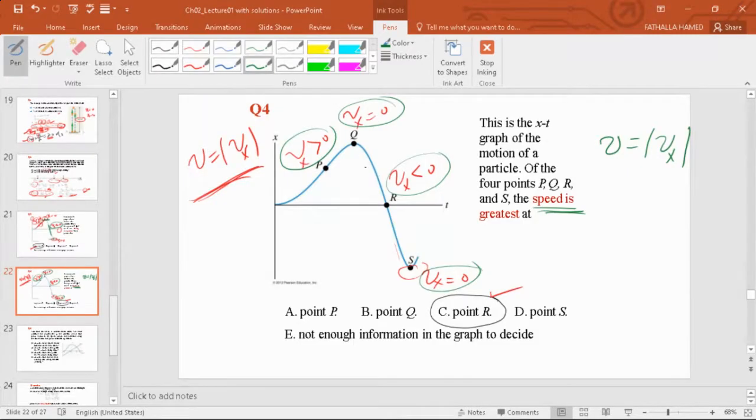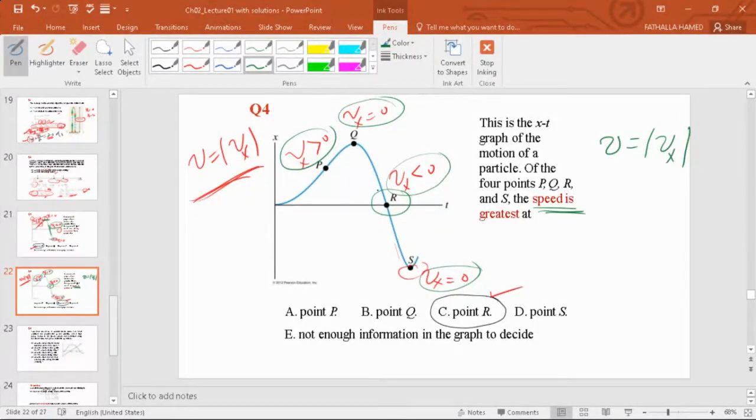And you will find out that here, if you take the absolute value of the Vx here, it will be bigger, because here, less time, bigger rise. Here is bigger time and maybe less rise if you want to compare the two. And that's why we say here that the greatest speed happens at point R.